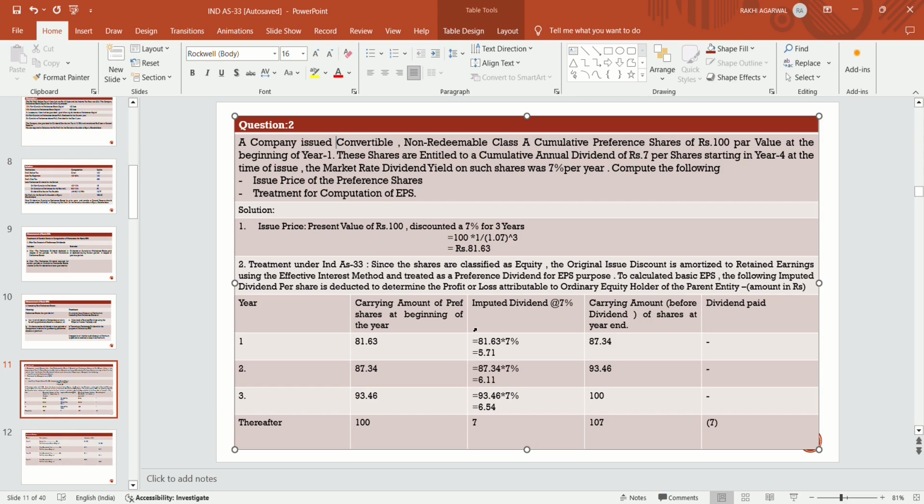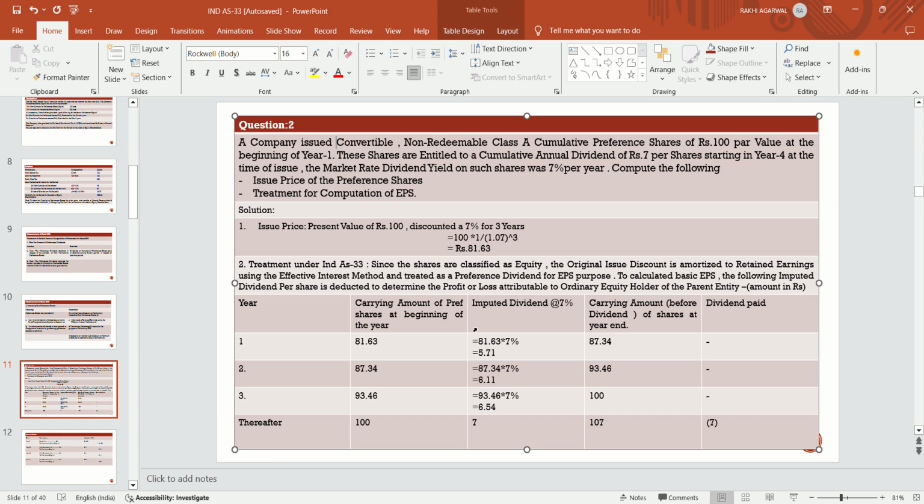So 87.34 is the opening in the second year. They impute dividend at the rate of 7%. So 87.34 into 7% is 6.11. 87.34 plus 6.11 becomes 93.46. Dividend is not paid in this year also.